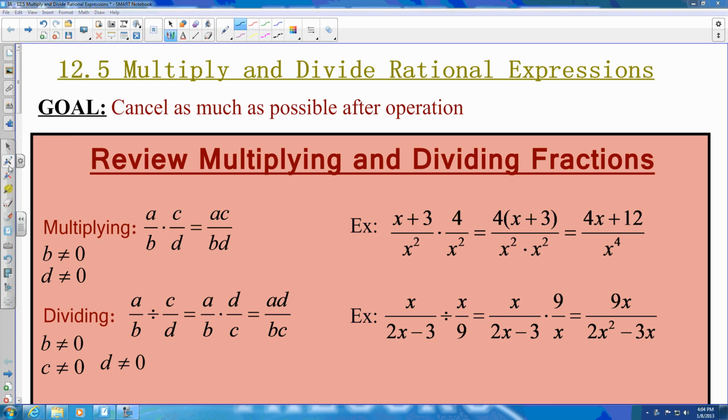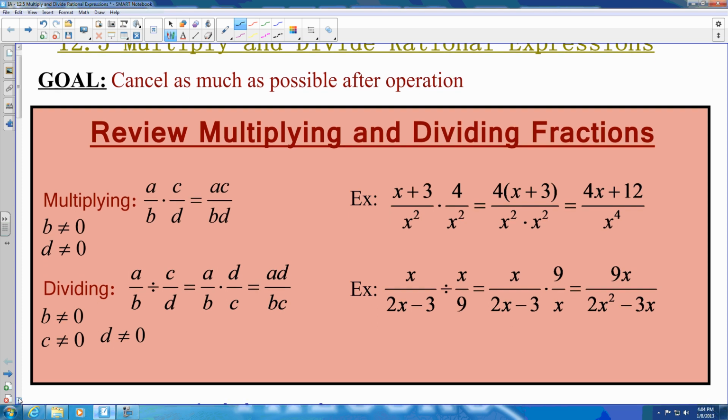Alright, we are in section 12.5 where it deals with multiplying and dividing radical expressions. Here's a little quick review before we get started.